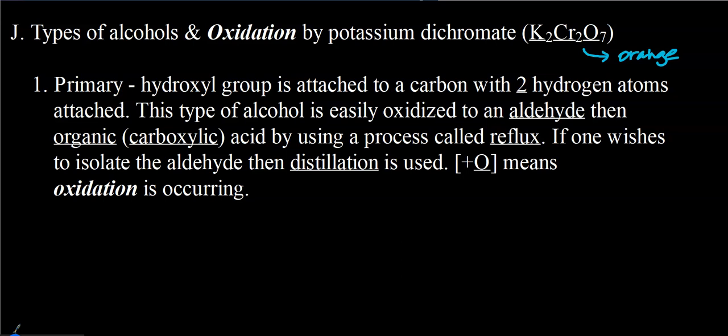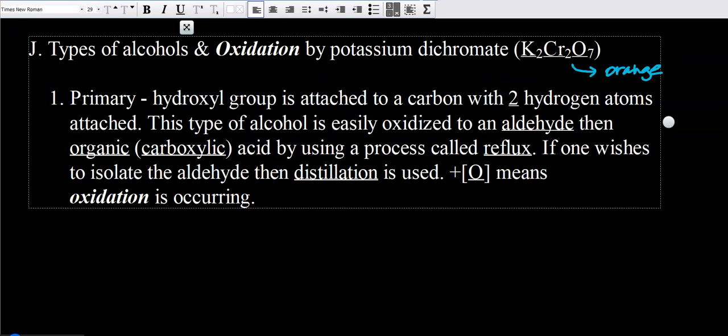You can further oxidize it to a carboxylic acid if you use a process known as reflux. If you would like to just get the aldehyde, then we just want to oxidize the alcohol to the aldehyde using a process called distillation. That plus O, by the way, in brackets means that oxidation is occurring. In fact, usually the plus is outside of the brackets. Let me fix that. There we go, that looks better.